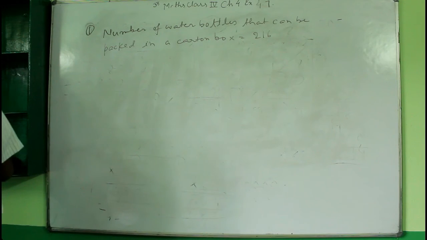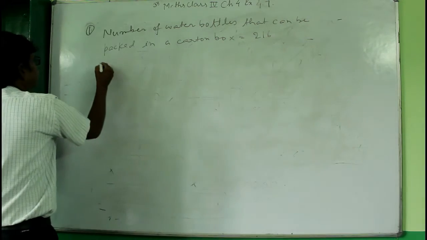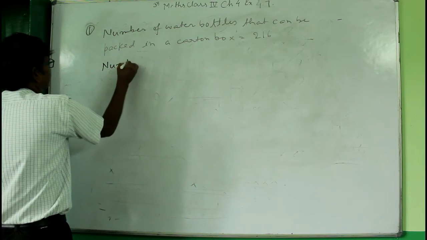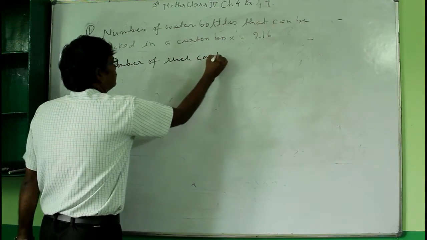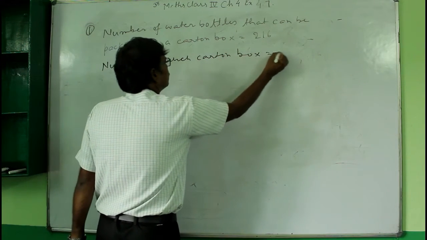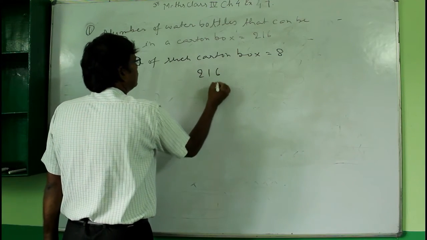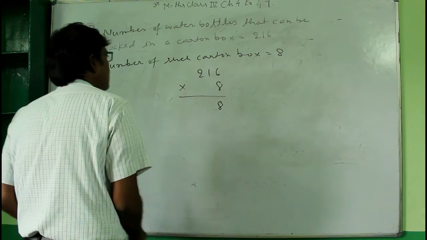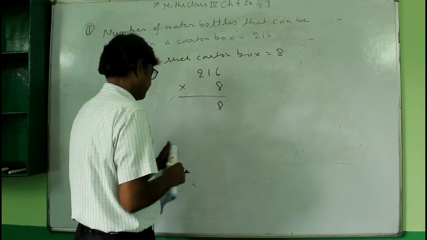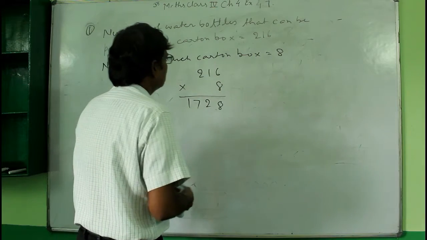Okay, and next, number of such carton boxes equal to 8. Okay, so first multiply. Then you will write the statement. So this is here multiplied.